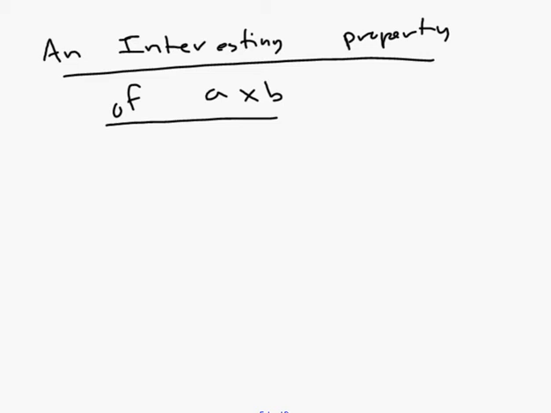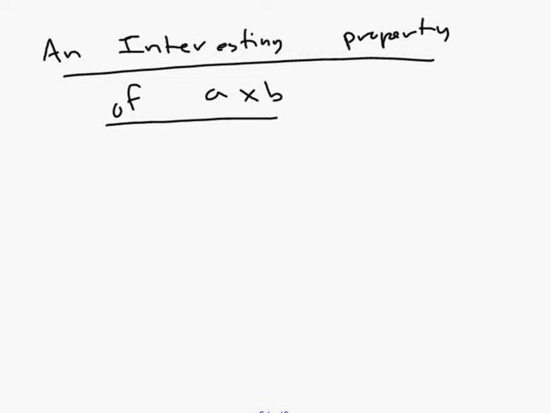So I want to discuss an interesting property of A cross B with you. I'm not going to tell you what it is. I'm just going to do some algebra, and we'll see what happens, all right? So here we go. You ready?